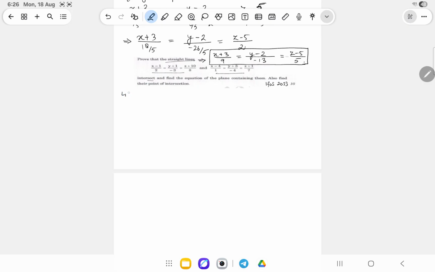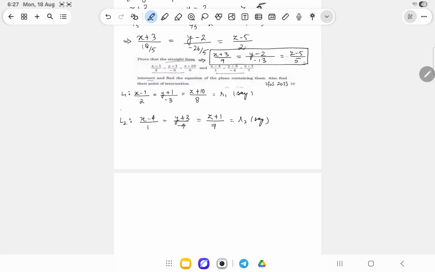My equation 1, let me name it L1, is (x minus 1) by 2 equals (y plus 1) by minus 3 equals (z plus 10) by 8. Let me equate it with r1. And my line L2 is (x minus 4) by 1 equals (y plus 3) by minus 4 equals (z plus 1) by 7, which equals r2.